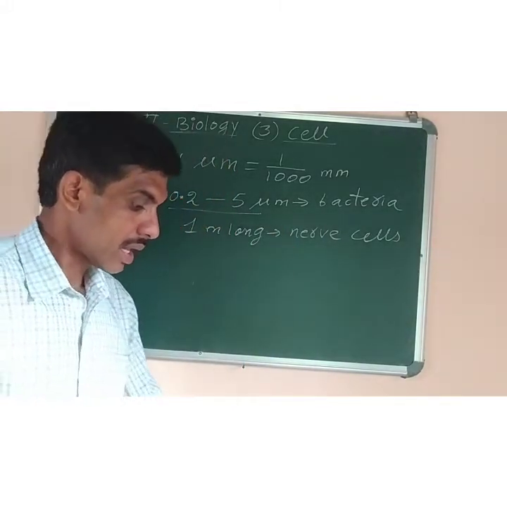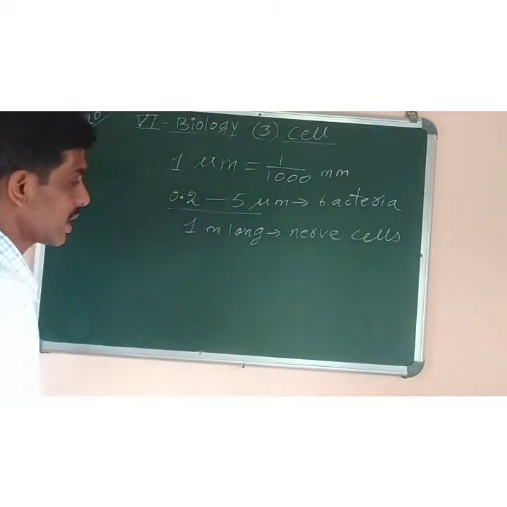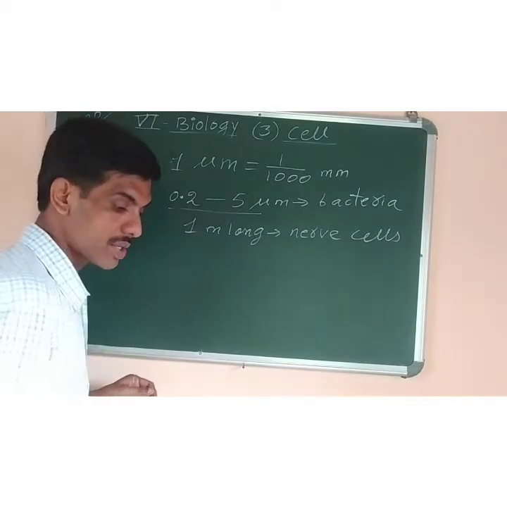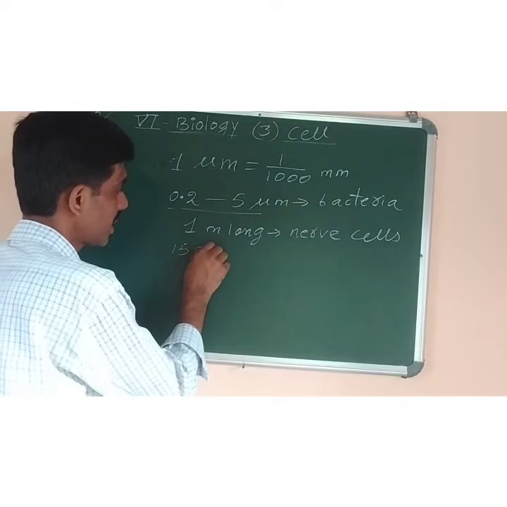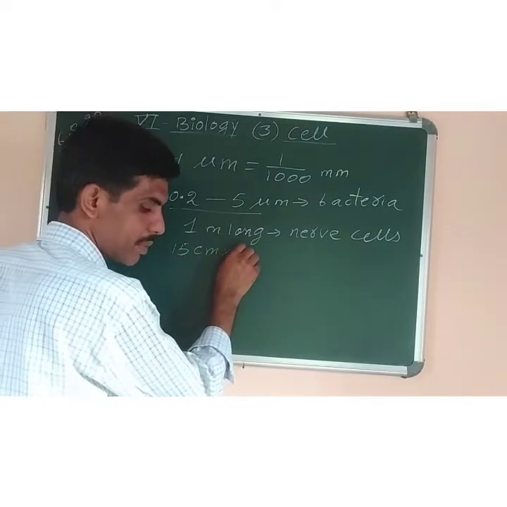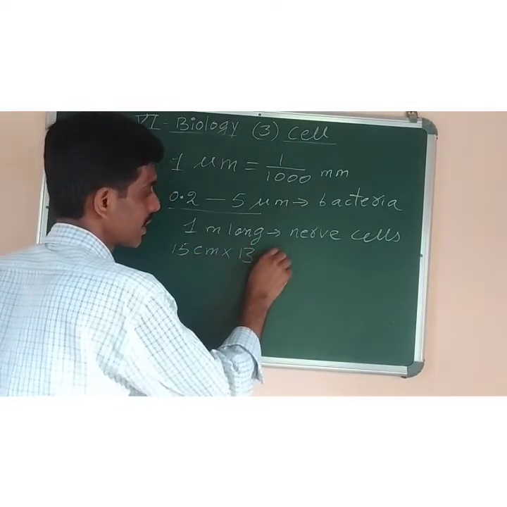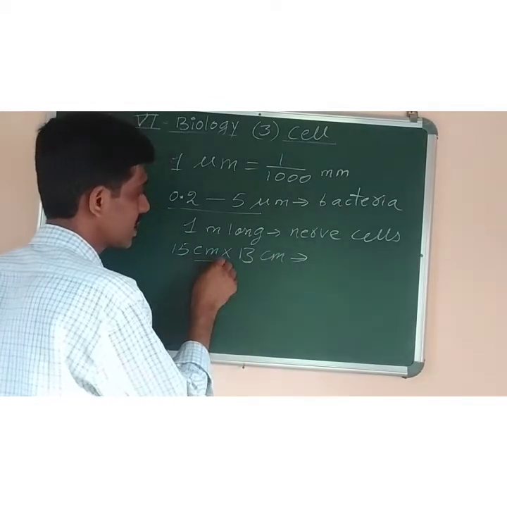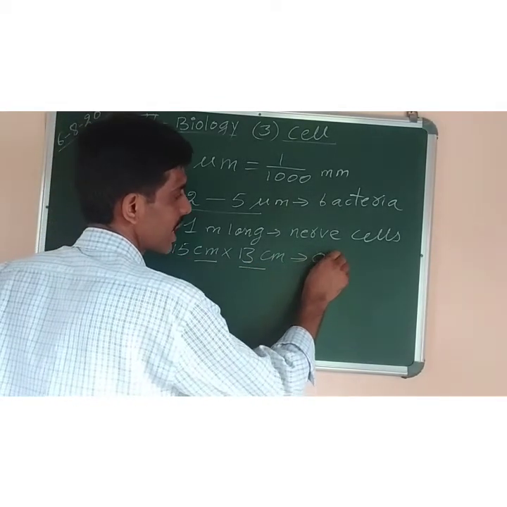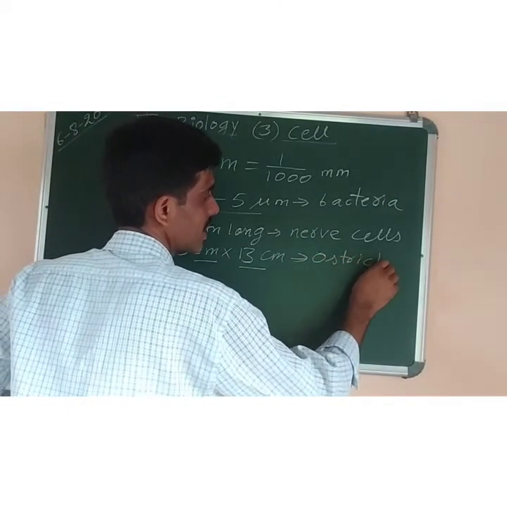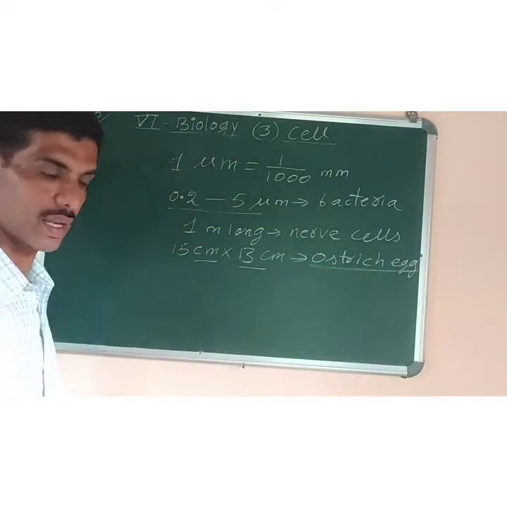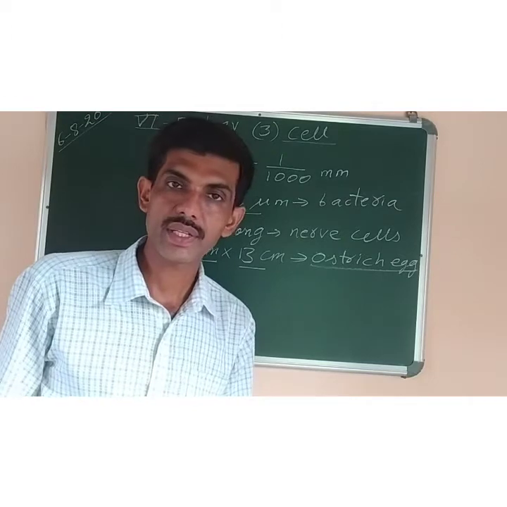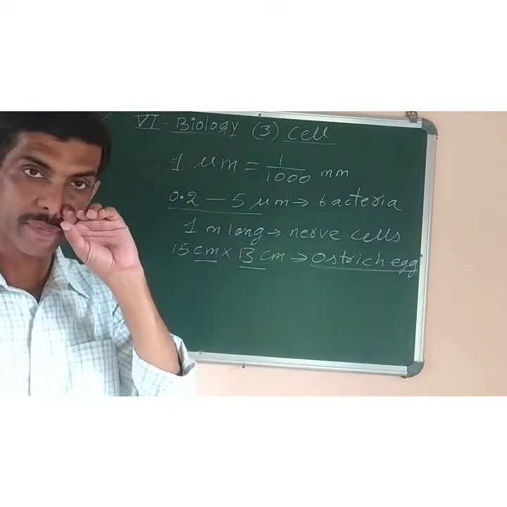And the largest cell found in nature is the ostrich egg. The ostrich egg measures 15 centimeter in length. It's quite big. And 13 centimeter it is wide. That is breadth. This is length, this is breadth. It is the size of an ostrich egg, which is the largest cell. Got it now? Now next is cell number.